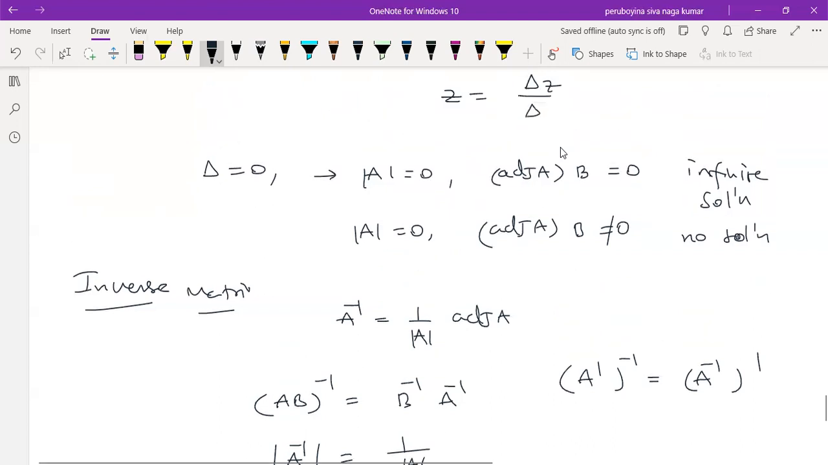In this case, you can say it is consistent with infinite solutions. And in this case, you can say inconsistent, no solution. And for not equal to 0, our system is consistent. For the homogeneous type also it will be applied. This is the concept in matrix multiplication.